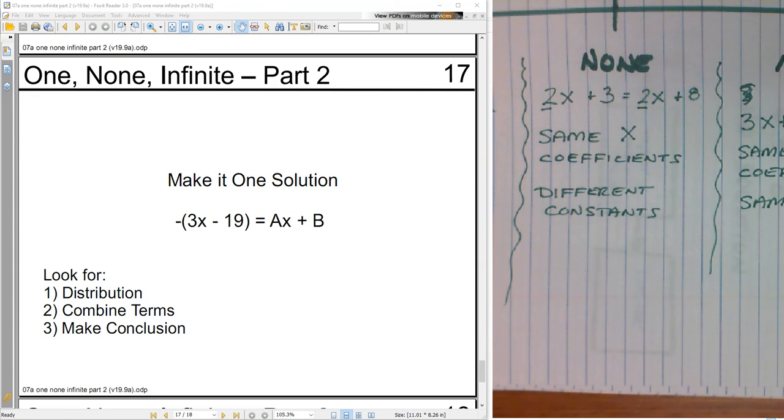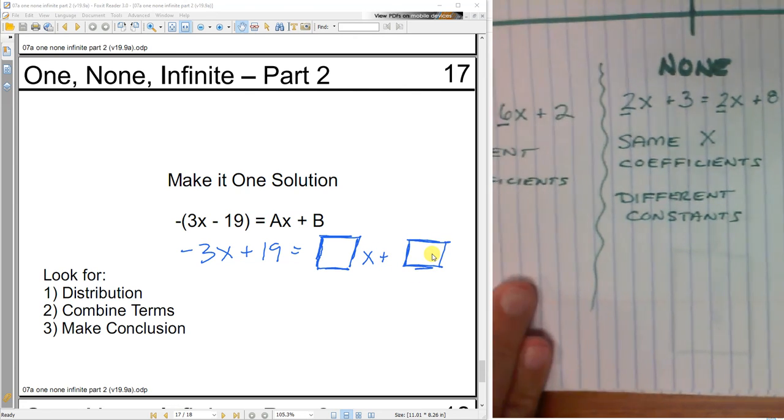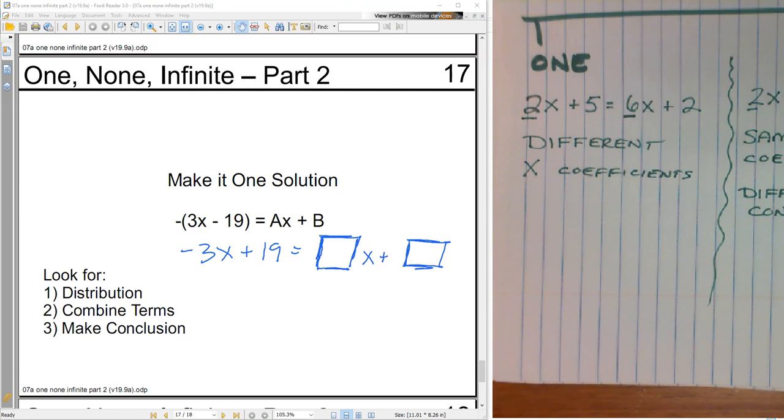Make it one solution. One solution, different x's. Different x's, so this is a negative 3, so maybe just a 5. Different x's, I do not even care about this one. Notice it doesn't even mention the constant terms, so I can go with 19 again if I want to.